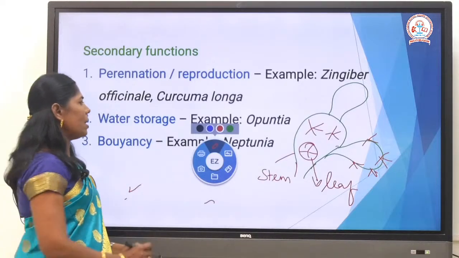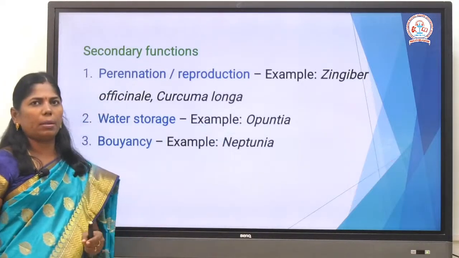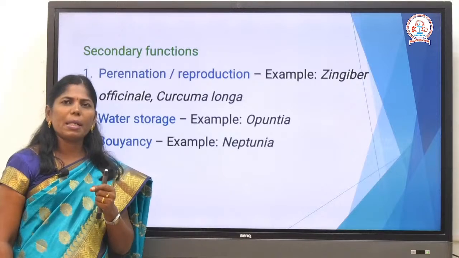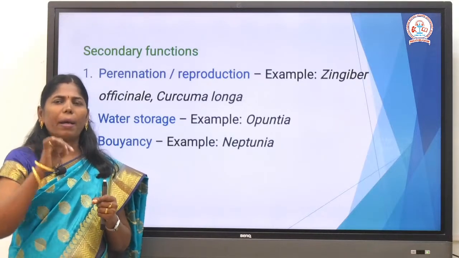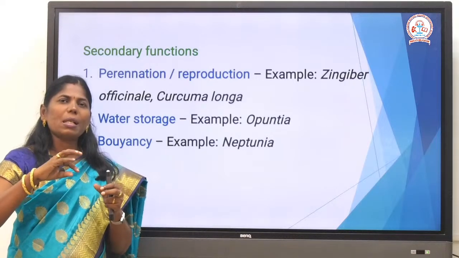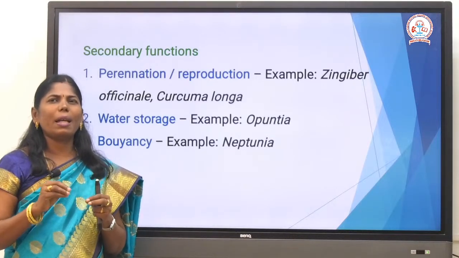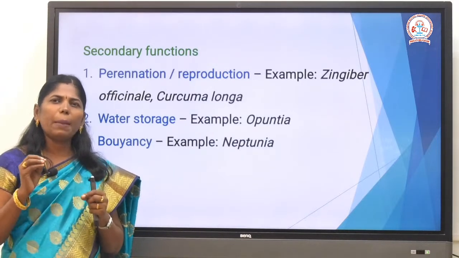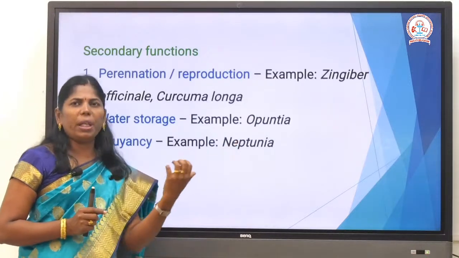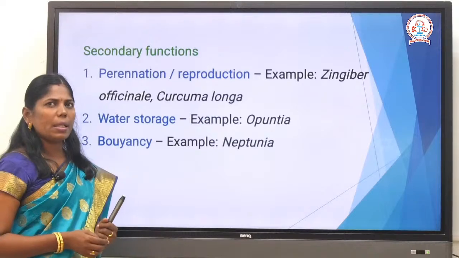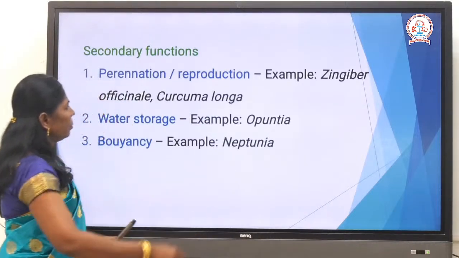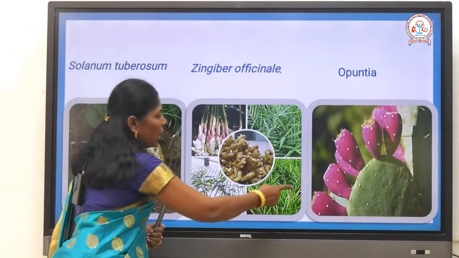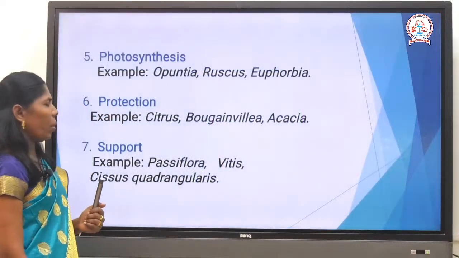And the next one is buoyancy. For buoyancy, they have to float on the surface of water. Okay, so here the parenchyma is present. So what is the parenchyma? Parenchyma is a simple tissue. In the parenchyma, some gaseous, so here intercellular space is present. That is considered as aerenchyma. With the help of the air-filled tissue, they float on the surface of water. Okay, so that is your buoyancy. Examples: Solanum tuberosum, Zingiber officinale, Opuntia. So these are all examples for the secondary modification.